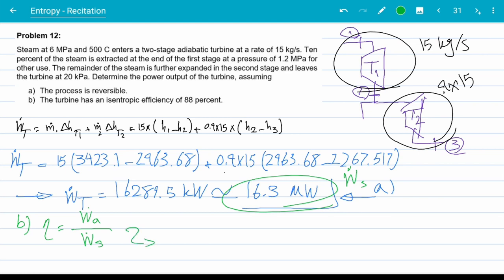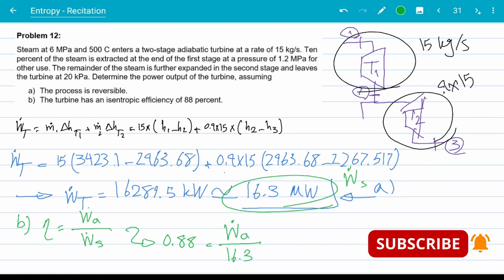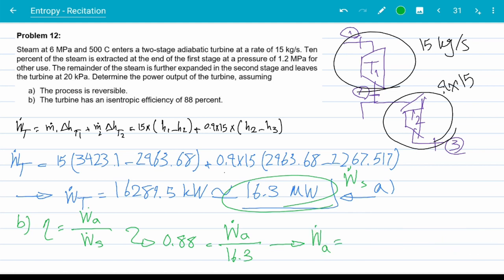So now 88% means 0.88 is the actual power output of our turbine over 16.3 megawatts. Doing the math, you get that actual output is 14.35 megawatts.